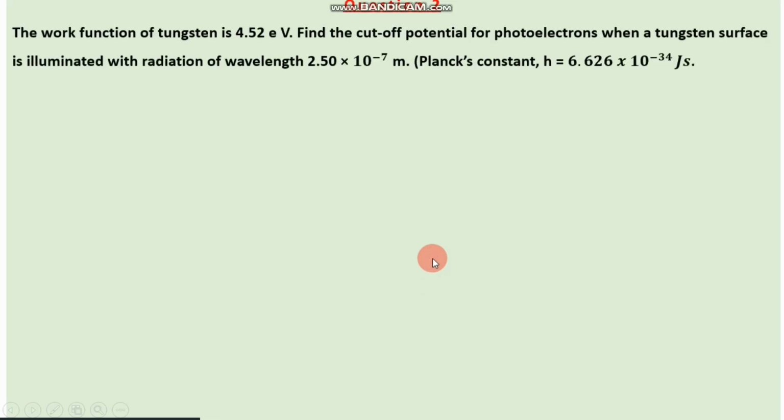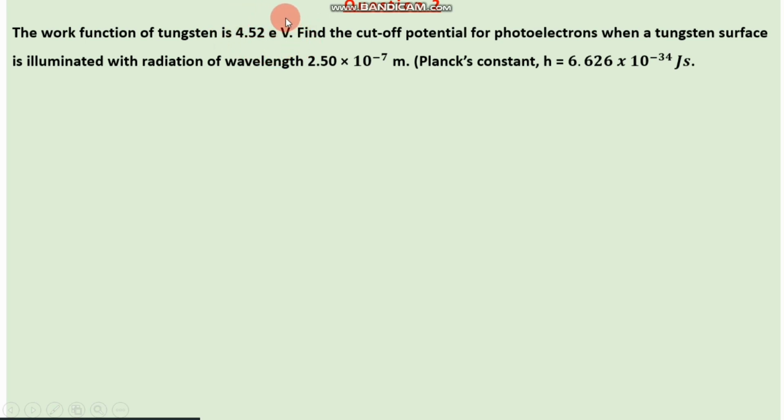So let us look at the second question. The second question reads: the work function of tungsten is 4.52 electron volts. Find the cutoff potential for photoelectrons when the tungsten surface is illuminated with radiation of wavelength 2.50 times 10 to the power negative 7 meters. We are also given Planck's constant to be 6.626 times 10 to the power negative 34 joule seconds. So we are given the work function of that metal to be 4.52. This is the energy that will cause the photoelectric effect.